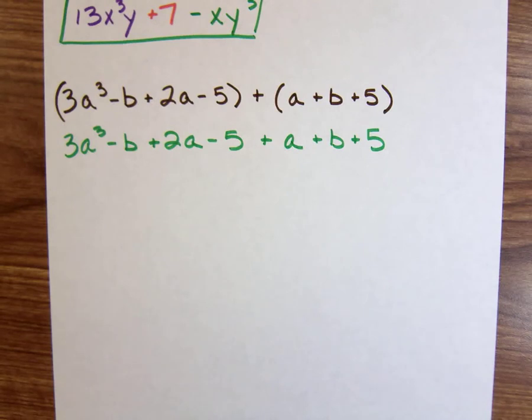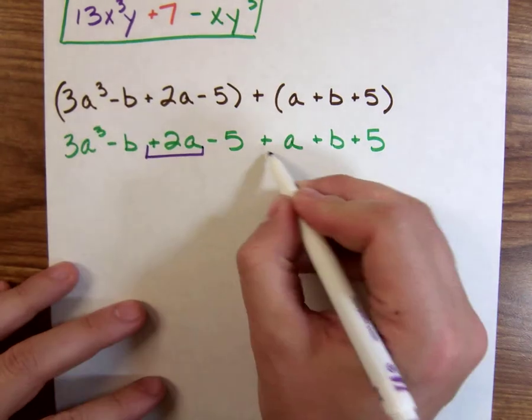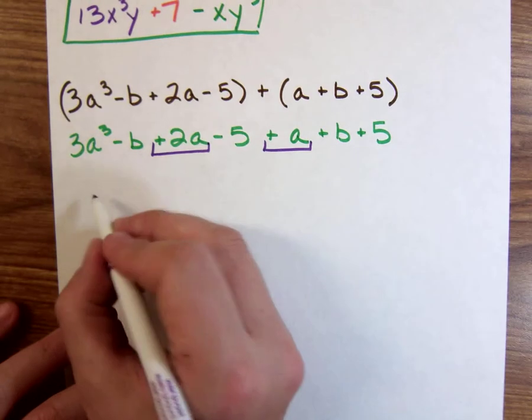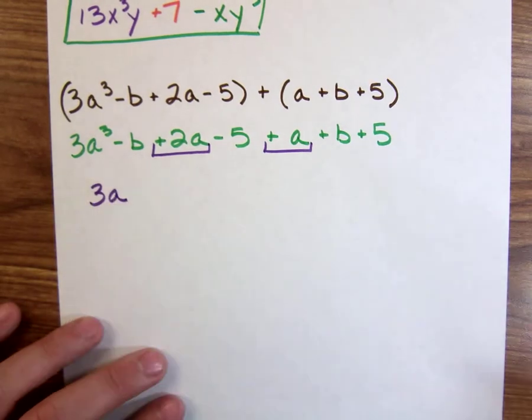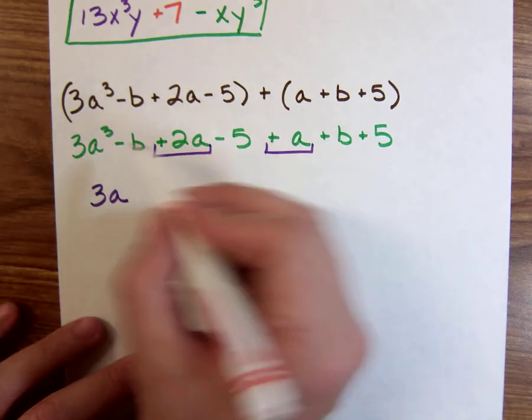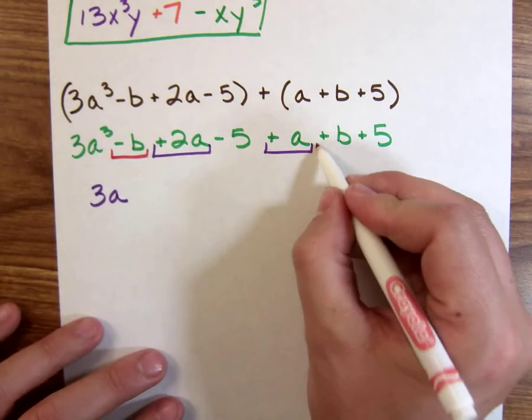All right, what can we combine here? A's and B's. Yes. Yeah, how about the 2A and the A? They're both positive, right? So let's just put them together. What's 2A plus A? 3A. Cool. What else? The 2B's.